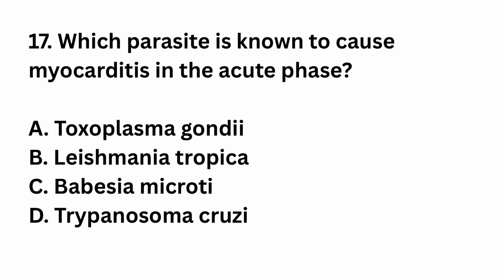Question number 17. Which parasite is known to cause myocarditis in the acute phase? Toxoplasma gondii, Leishmania tropica, Babesia microti, Trypanosoma cruzi. The right answer is option D, Trypanosoma cruzi. Acute Chagas disease can involve heart muscle. This may lead to arrhythmias and heart failure.